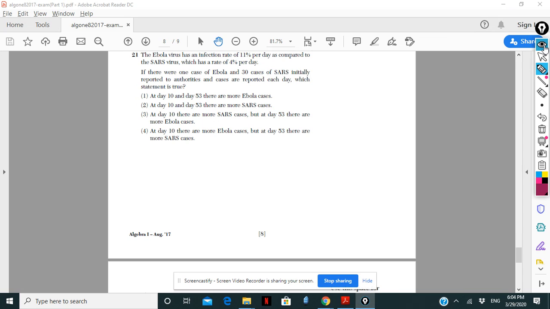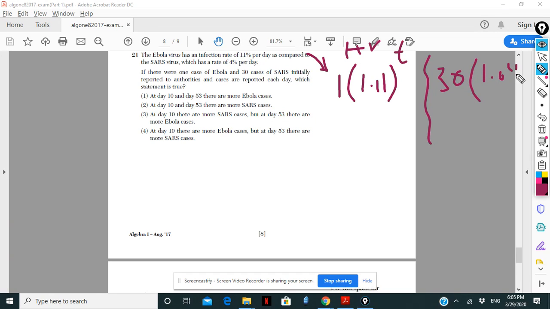So first, the exponential function for this one is 1.11 to the power t. Because he said one case only, and the rate is 11%, so I said 1 plus r, and here's the time. The other one is saying there were 30 cases of SARS, and the rate is 104, and that's 2 to the power t. Now, which statement is true?